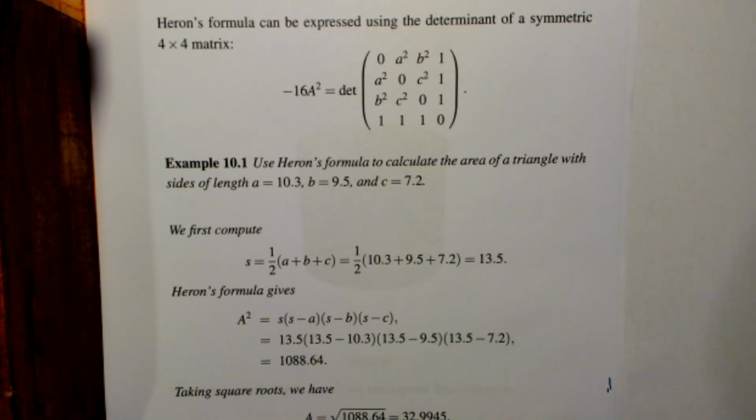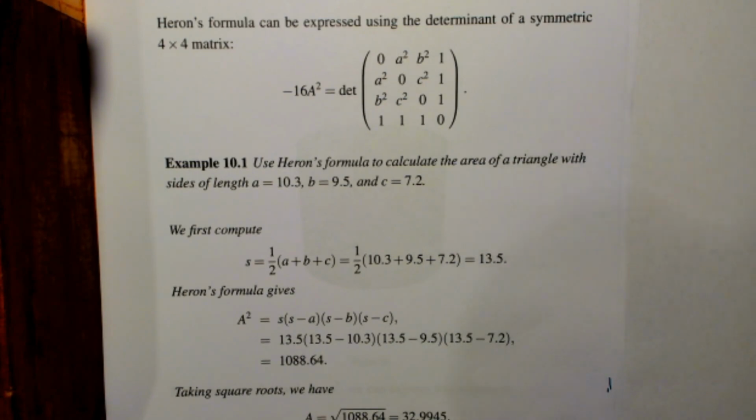of length 10.3, 9.5, and 7.2. So we would first add up those sides and divide by 2, and when we do that we get 13.5. So Heron's formula gives the square of the area as 13.5 times (13.5 minus 10.3) times (13.5 minus 9.5) times (13.5 minus 7.2). And so we get 1088.64.